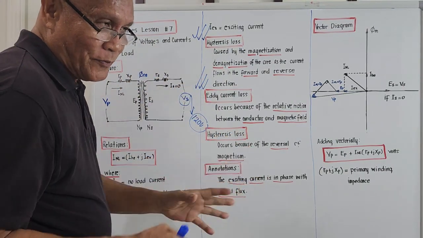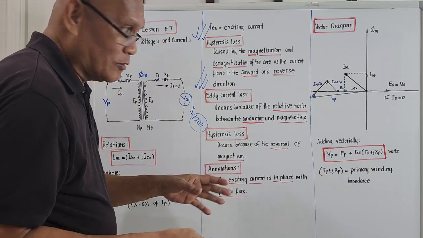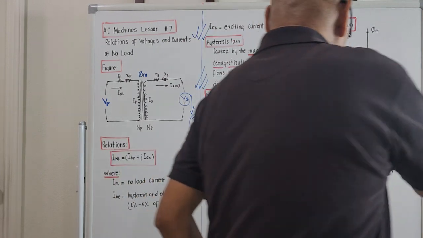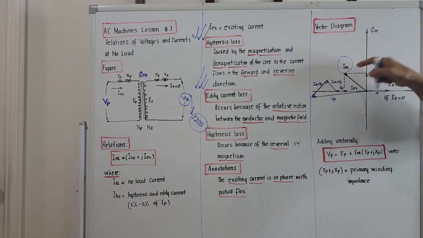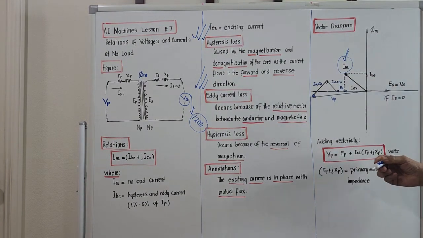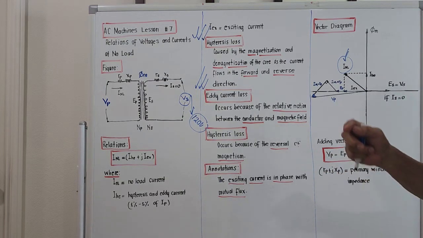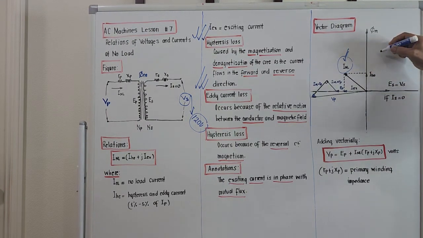What's the importance of this? The importance is to determine the value of the no-load current, capital I with the subscript NL, meaning no-load current. We are interested in this because if we try to design our transformers, it's a must that we know the value of the no-load current. By knowing the no-load current, we can determine the product of I times Z, and this IZ is actually the so-called voltage drop.